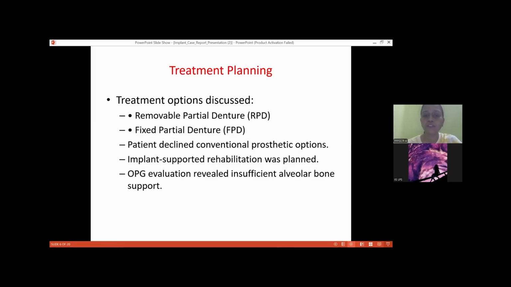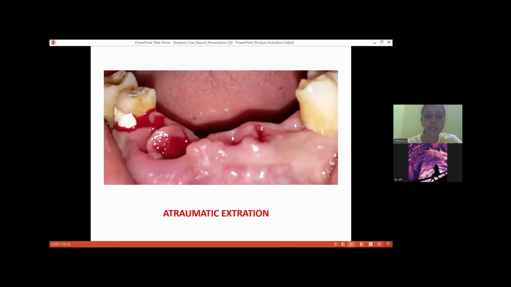The OPG evaluation was done and found that there is insufficient alveolar bone support, and also we know that the patient is suffering from periodontitis stage 3 grade C, stage 4 grade C. We went for an atraumatic extraction of the tooth, which was grade 3 and also having secondary caries. The atraumatic extraction was done in order to maintain the buccal plate to avoid further bone resorption.